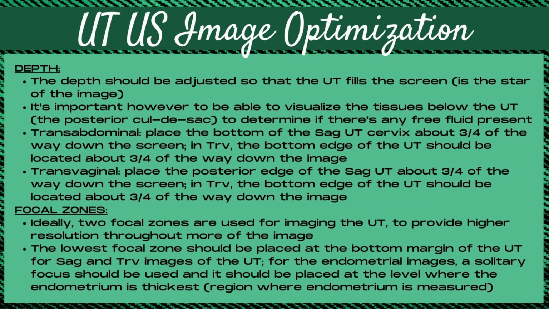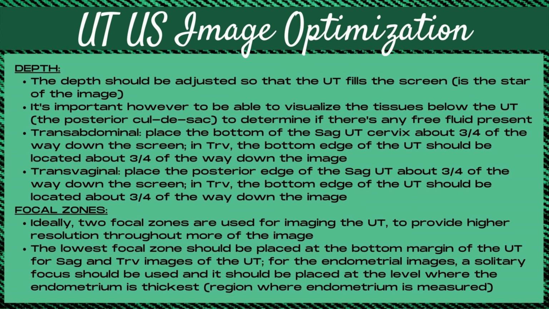For a transabdominal ultrasound, place the bottom edge of the sagittal uterus cervix about 3/4 of the way down the screen. In the transverse plane, the bottom edge of the uterus should be located about 3/4 of the way down the image. For a transvaginal ultrasound, place the posterior edge of the sagittal uterus about 3/4 of the way down the screen, and in the coronal plane, the bottom edge of the uterus should be located about 3/4 of the way down the image. This ensures that the uterus is the star or focus of the image.